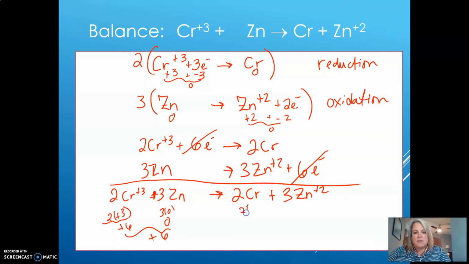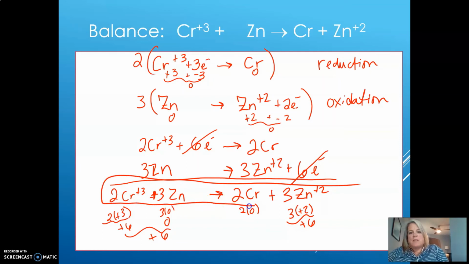So here, this is 2 times 0, so that's just 0. And here, this is 3 times plus 2, so that is plus 6. So they're both the same on both sides from an atom and a charge perspective. So that means that this is my final answer. All right, let's do another one.